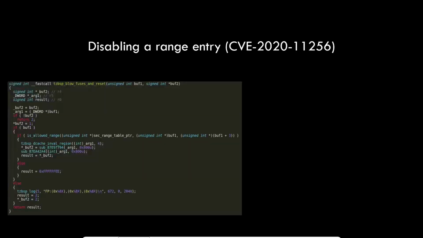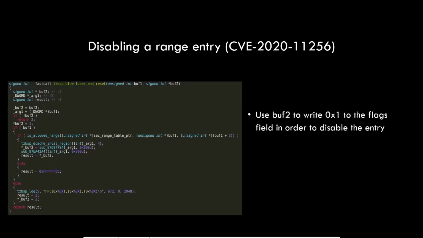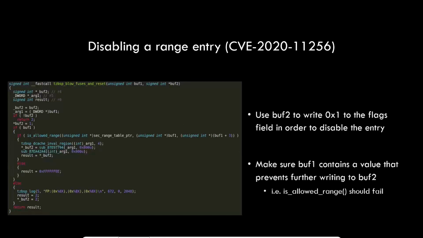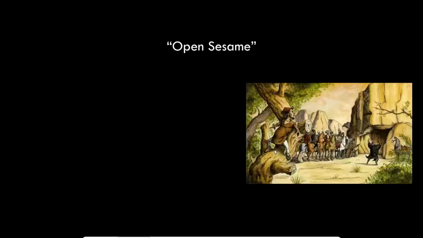You may remember that one of the vulnerabilities that we identified can actually be used to disable a range entry, for example. We can use this vulnerability to write 1 to the flags field very easily, 32-bit, in order to disable the entry. Well, actually, you need to make sure that the value being passed contains a value that prevents further writing to BF2. So basically, this function should fail, or rather the is-allowed-range function should return that it's a good range.